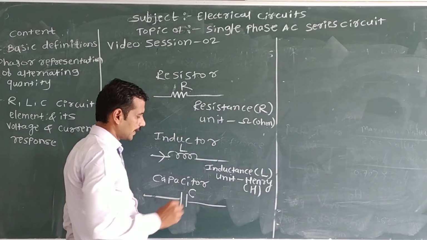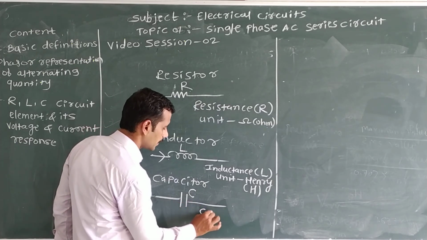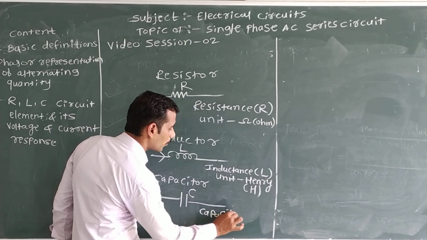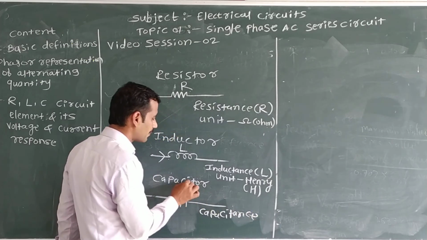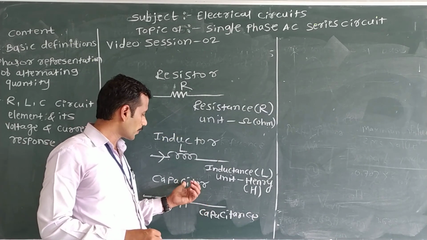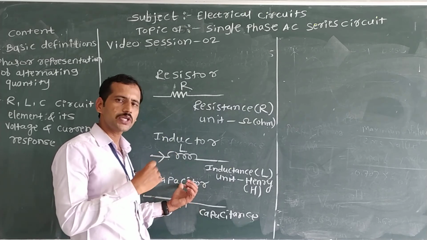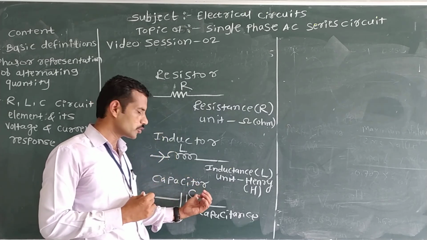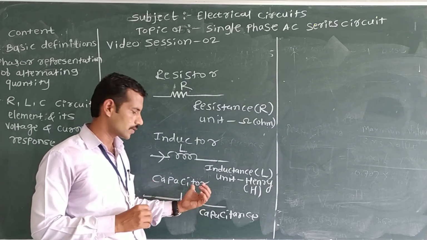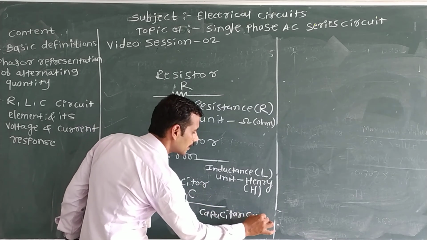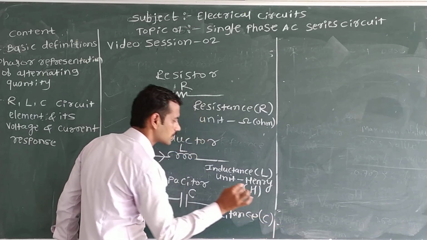Here capacitance C is a property of capacitor which opposes the change in voltage. Whatever sudden change there will be in voltage, it will oppose that sudden change in voltage. Generally it is denoted by capital C, capacitance.